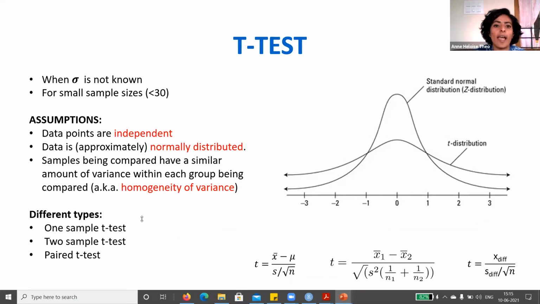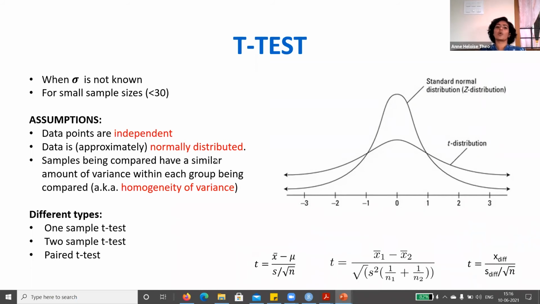Now, the assumptions that have to be fulfilled for you to be able to apply a t-test is that the data points are independent. Like we mentioned earlier, the data points cannot be biased or correlated in any way. They have to be randomly sampled. The data has to be approximately normally distributed. That is when you would ideally apply a t-test. But like we mentioned earlier, there is some leeway here. The t-test is pretty robust to violations of this assumption.